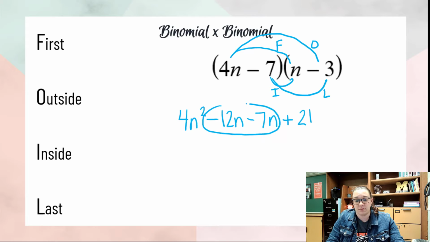Combine like terms, negative 12 minus 7 is negative 19n. I don't know why it keeps doing that. Let me try to fix it.